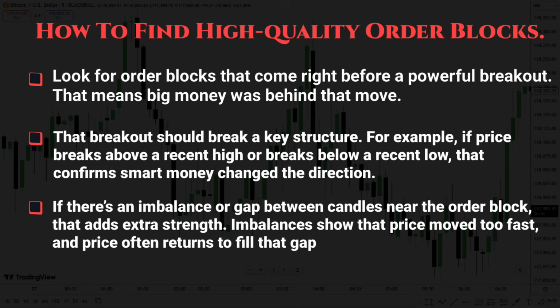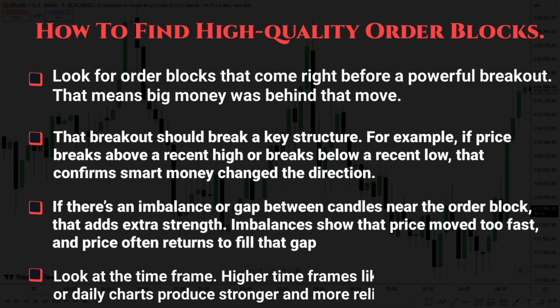Imbalances show that price moved too fast, and price often returns to fill that gap. Fourth, look at the time frame. Higher time frames like 1 hour, 4 hour, or daily charts produce stronger and more reliable order blocks.